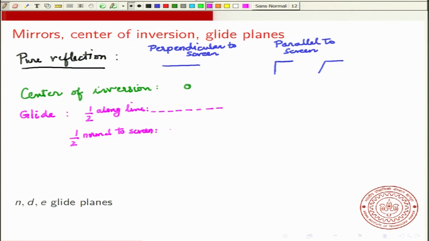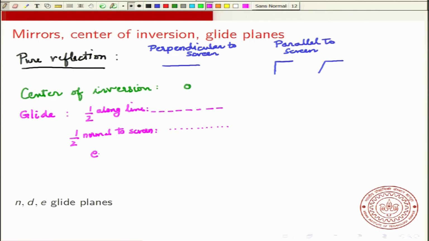Okay. In this case, you use a dotted symbol. So the direction of translation in the first case was along this line. In this case, it is normal to the screen. Then, if you have a double glide plane, so we talked about the E glide, double glide.